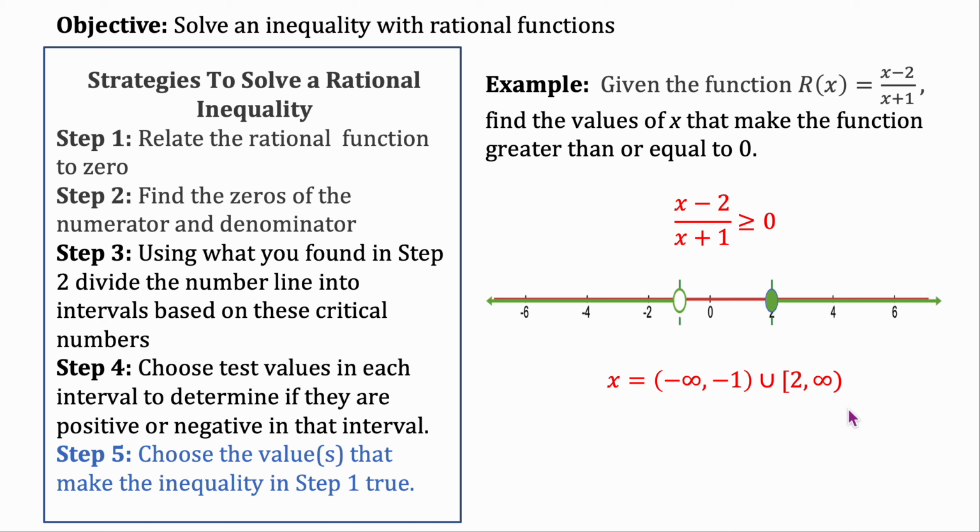Now your infinities always get a parenthesis. The numerical values may or may not. This one got a parenthesis because it was open. This one got a bracket since it was closed.